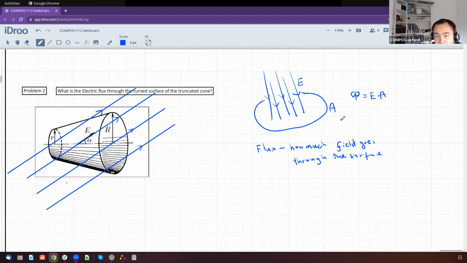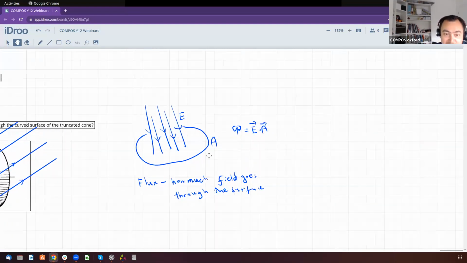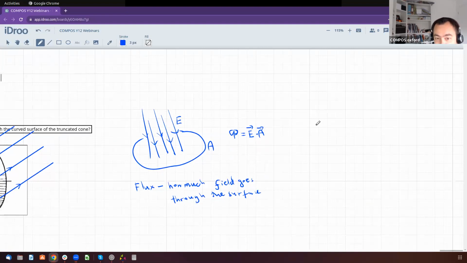So it's just E times A. Now, technically, it's a dot product. You would argue, how could it be a dot product? E is a vector, yes, but A is not a vector. Or is it? Well, area can be a vector. So it is a vector, area, and the vector A is defined as follows.